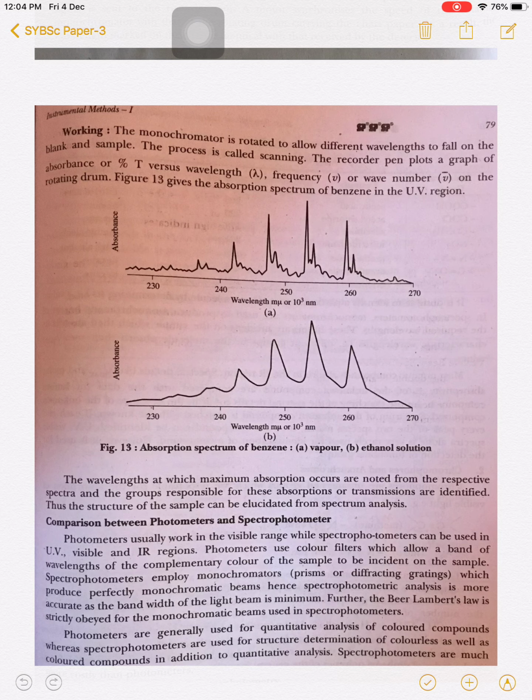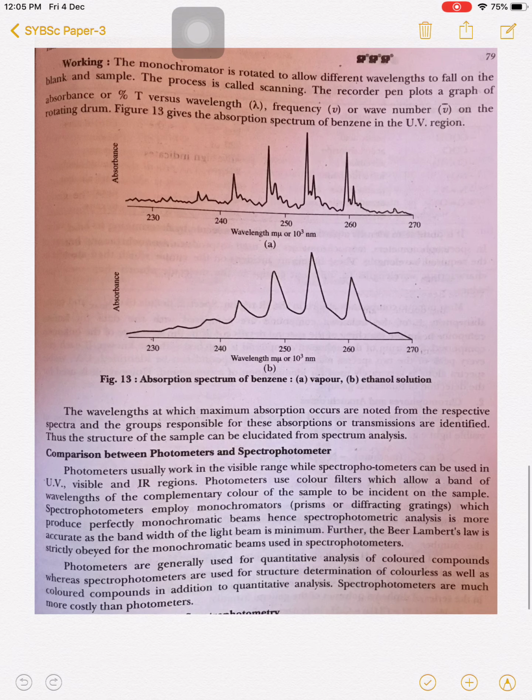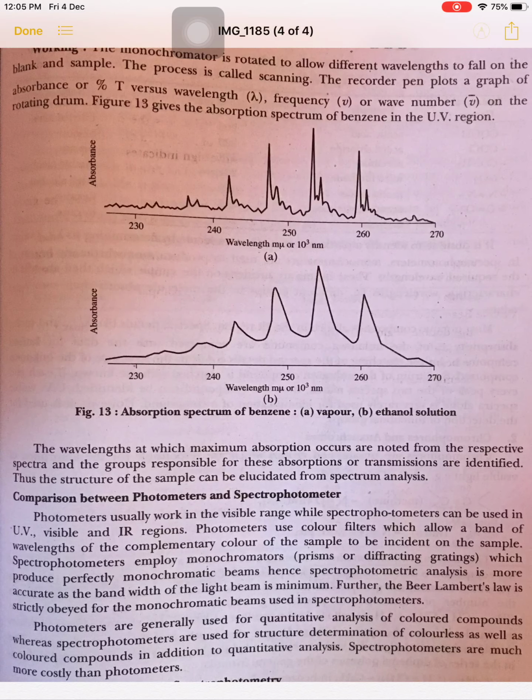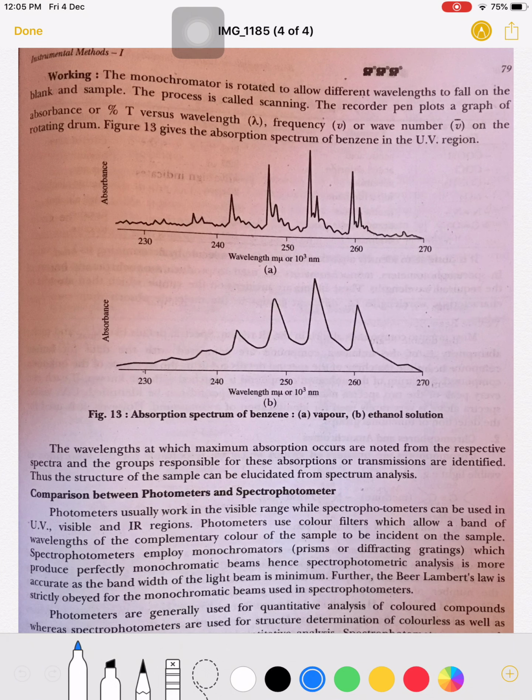The recorder pane plots a graph of absorbance or transmittance versus wavelength. So this pane plots a graph of transmittance versus wavelength, or absorbance versus wavelength, frequency or wave number, on the rotating drum. Now see this figure of the absorption spectrum of benzene in the UV region. In this case the absorbance is plotted against wavelength. The wavelengths at which maximum absorption occurs are noted on the respective spectra.